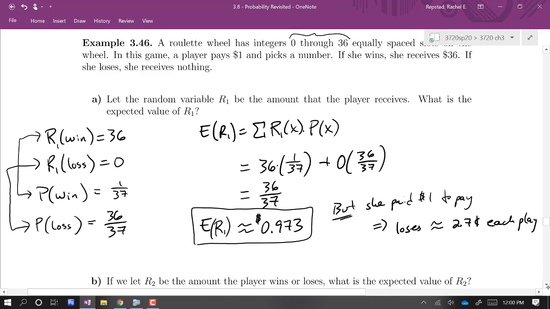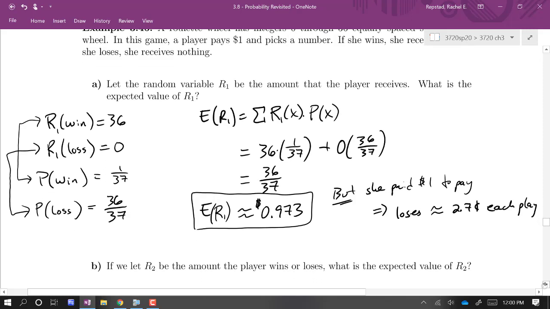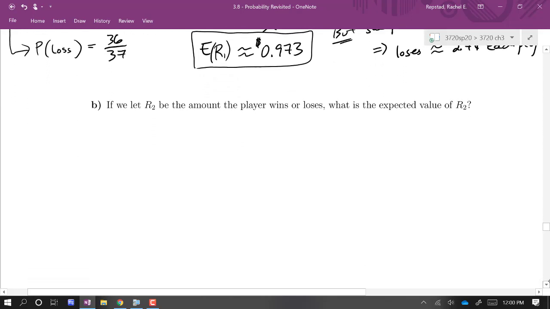Now let's consider the same scenario. We're still looking at this roulette wheel. She still pays $1 and picks a number, but we're just going to define the random variable differently, and we're going to let R2 be the amount that the player wins or loses, like the net amount. So we're going to account right in the beginning for the fact that she pays $1. So if she wins, her net gain now is 35, right? We're already accounting for the fact that she paid $1. And if she loses, R2 takes on the value of -1, right? She gets nothing, but she paid $1.